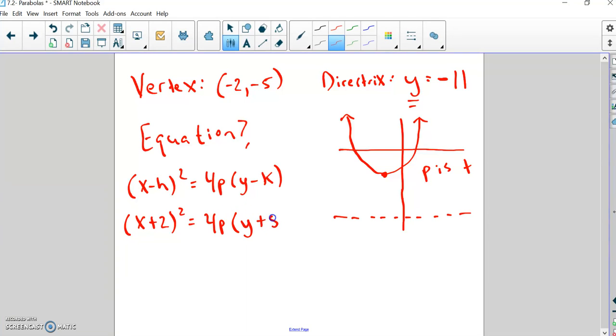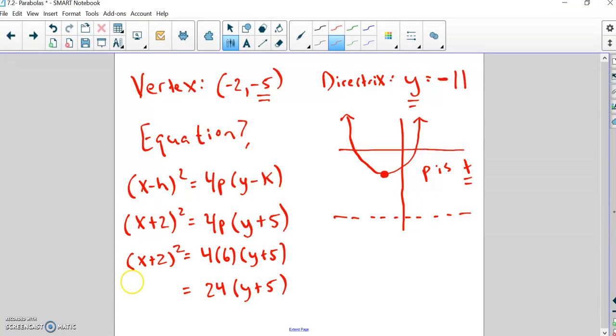(y + 5). And for the very last thing I need to figure out for p, I already decided it's positive. I need to figure out the distance between this vertex and this directrix. If we do the math here, we are going from a y value of -5 to a y value of -11, and that is a distance of 6. When I'm done here, I'm going to have (x + 2) squared equals 4 times 6 times (y + 5), and 4 times 6 is 24. So we will do our final answer looking like this.